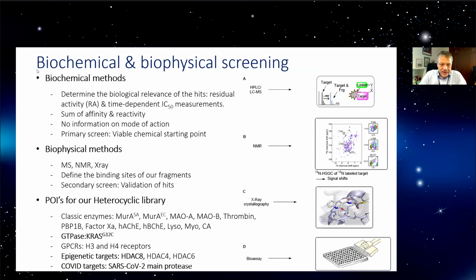This includes the classic enzymes, like MurA, MOs, ANB, thrombin, PBP1B, factor Xa, acetylcholinesterase, butyrylcholinesterase, and some benchmark proteins like lysozyme, myoglobin, and carbonic anhydrase. We also tested the library against more challenging targets, including the GTPase KRAS G12C, GPCRs, epigenetic targets like HDAC8 and other HDACs, and the COVID target of SARS-CoV-2 main protease. In this talk, I would like to focus on the KRAS, the HDAC8, and the 3CL-Pro efforts.